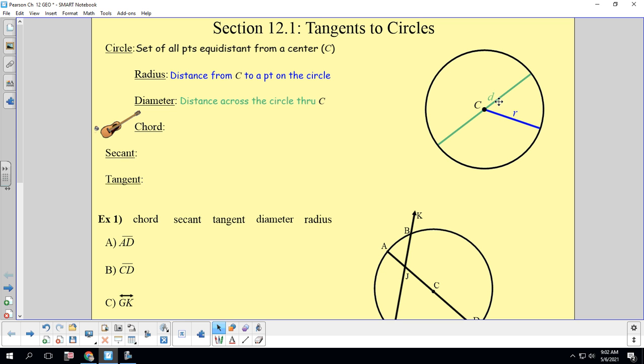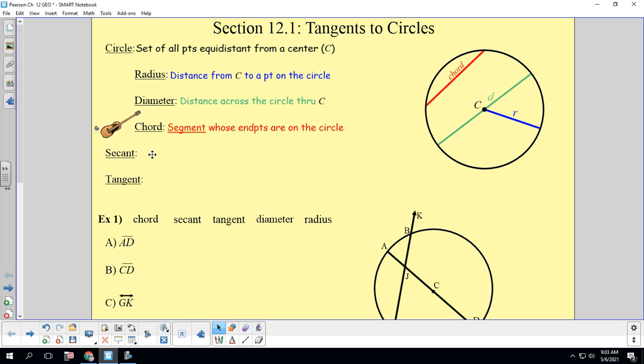The diameter goes all the way across, and it's the distance all the way across your circle. It is double the radius, or the radius is half of the diameter. A chord. It's pronounced chord. The H is silent. It's a segment whose endpoints are on the circle. They start and end on the circle. The diameter is a special form of the chord, just like a square is a special form of a rectangle.